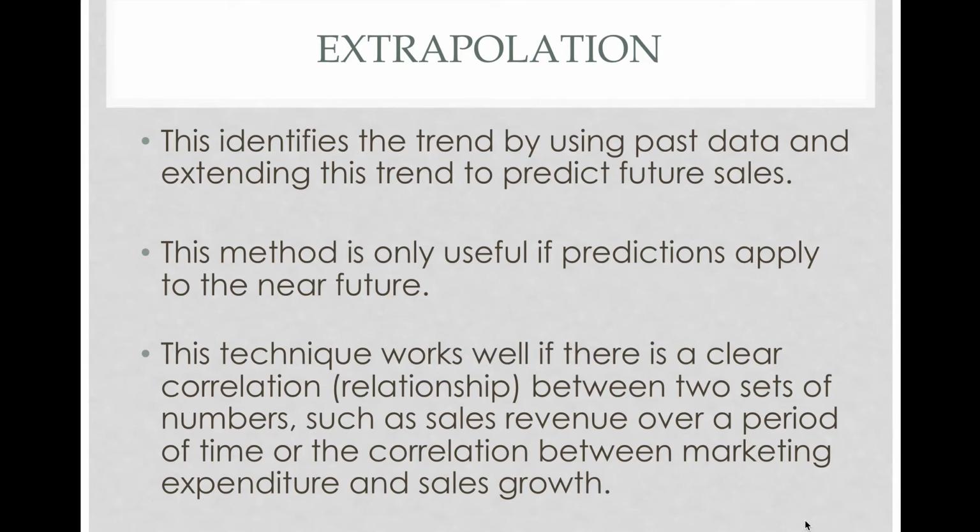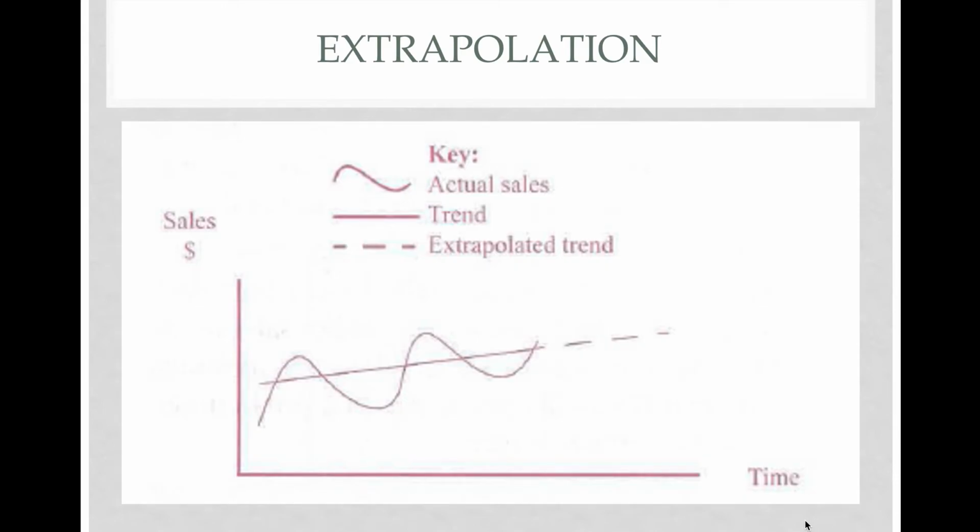The technique works really well if there's a really strong relationship between two sets of numbers. So if you have a lot of history and there's a strong correlation, for example, the correlation between marketing spending and sales growth. Obviously those might be related. The more sales go up, that could impact the amount that you spend on marketing, right?